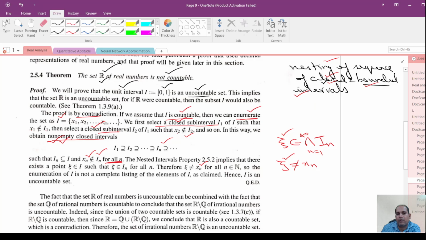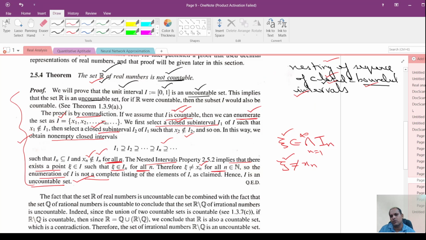That is what is written here, that the nested interval property 2.5.2 implies that there exists a point xi such that xi belongs to In for all n, therefore xi is not equal to xn for all n, it is different, and thus our enumeration with the set of natural numbers is not complete. This means that our claim that I is countable is not true. On the contrary, the closed interval 0 1 is uncountable, and since closed interval 0 1 is uncountable, its superset has to be uncountable. So, this is a very good proof using the nested interval property.